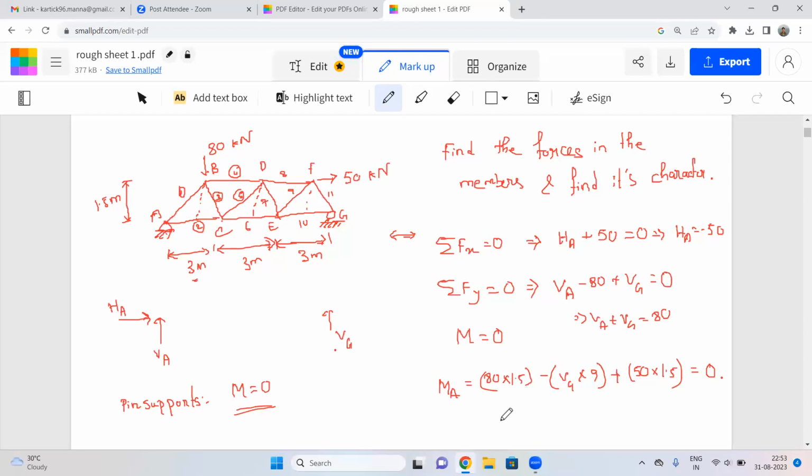So by solving this, we can calculate that VG, right? Then by putting that VG here, we will get our VA.